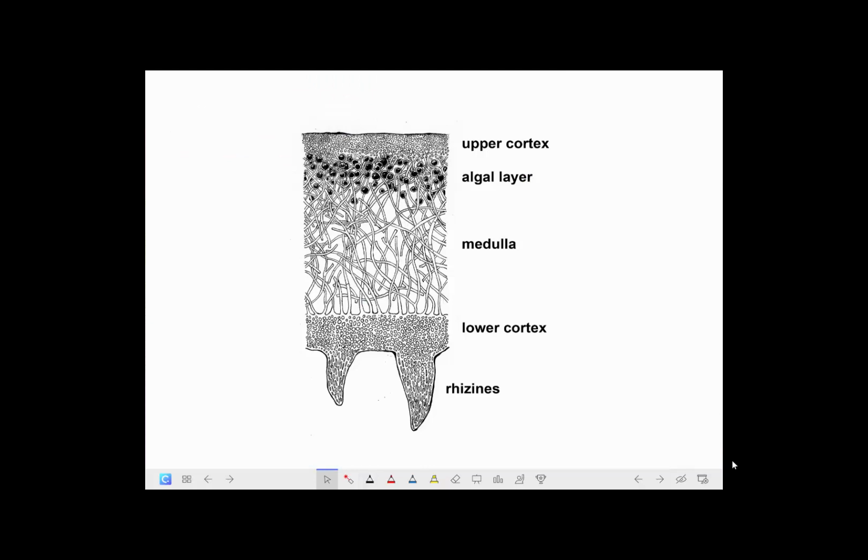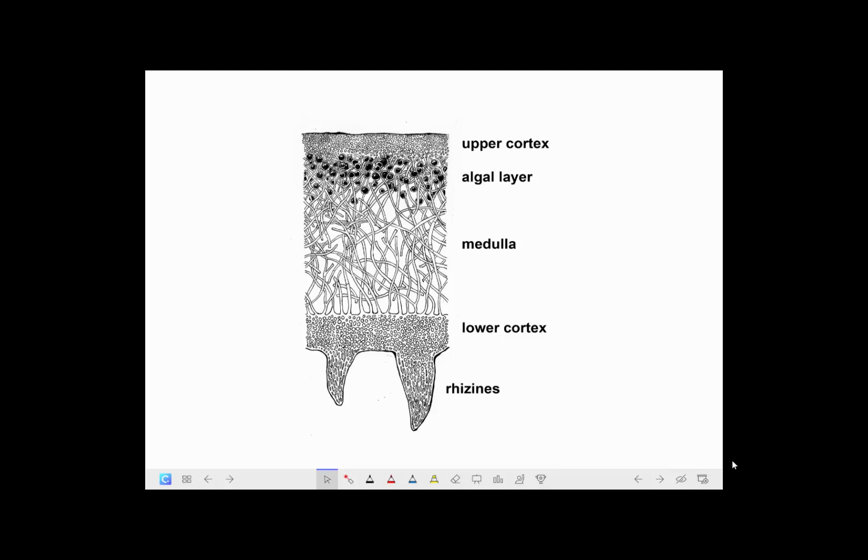So let's take a look at the structure of a lichen. This is a picture that shows a cross-section of a typical, what's called a foliose lichen. It's stratified, and it has a structure that kind of resembles a leaf. Progressing from the top to the bottom, we have an outer covering that's called the upper cortex. The sort of hard, crusty outside of a lichen is called the cortex, where the hyphae are packed together sort of tightly.